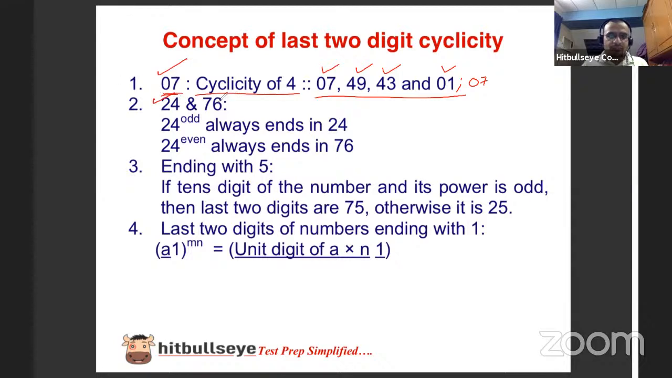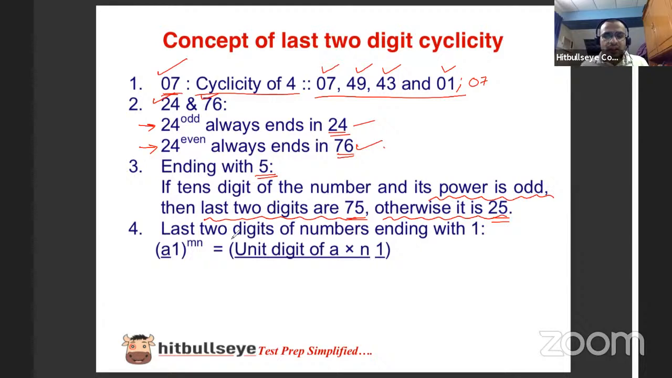24 and 76 are the two numbers where 24 raised to the power odd will always end in 24, and 24 raised to the power even will always have 76 as the last two digits. Please check. For numbers ending with 5, if the tens digit of the number and its power is odd, then the last two digits will be 75. If the power is odd, the last two digits will be 75. Otherwise, if even, it is 25.